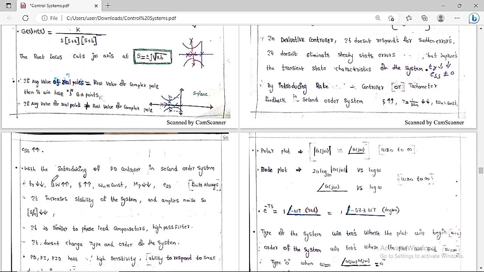So whenever you introduce a rate controller or the tachometer feedback in a second order system, the overall amplitude ratio will increase, and the time constant is equal to 1 by zeta omega n for a second order system.